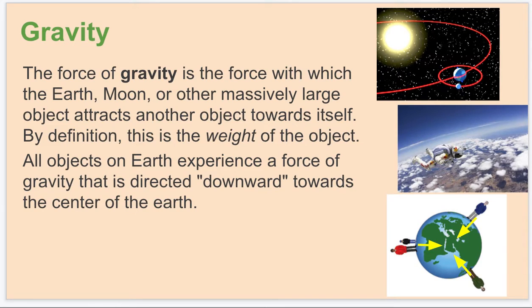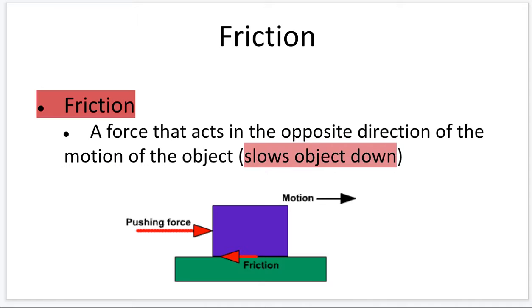But it's funny. So the force of gravity is the force with which the Earth, Moon, or other massively large objects attract other objects towards itself. So gravity is the weight of an object. We've talked about that a lot. We've said we can blame our weight on gravity. It's gravity's fault that we have 5 more pounds on us. All objects on Earth experience a force of gravity that's directed downward towards the center of the Earth. So we all feel the gravity here.